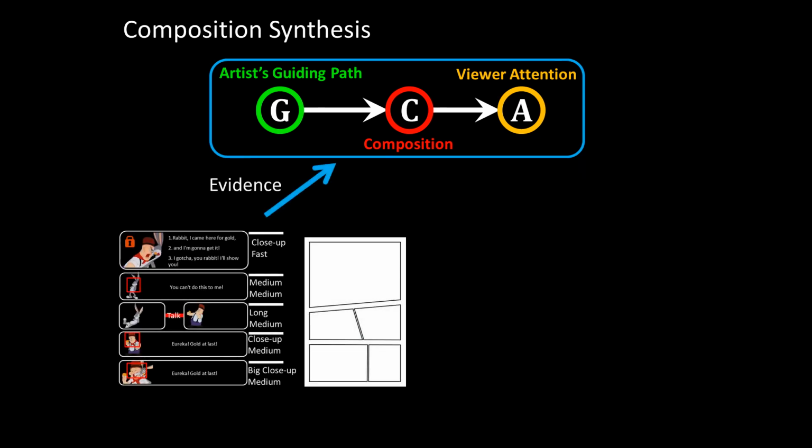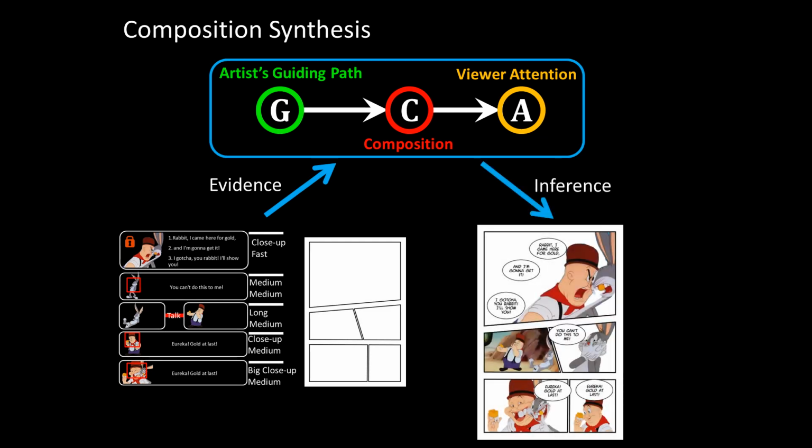Given input elements and an automatically generated layout, a composition synthesis is generated by performing probabilistic inference using the model. This gives a composition that respects users' inputs, while reproducing some desirable properties of professionally drawn compositions in our training set.